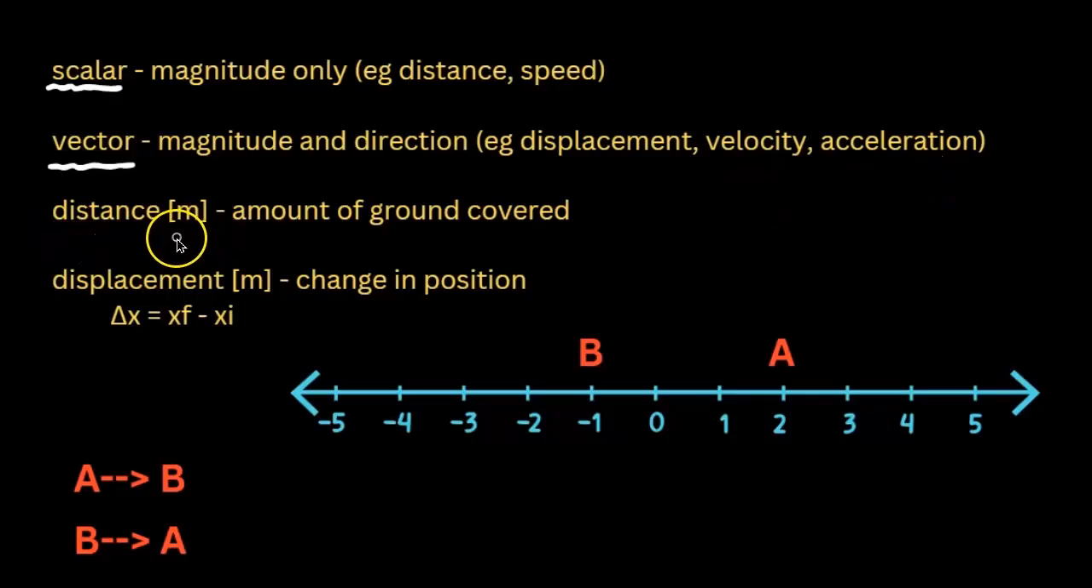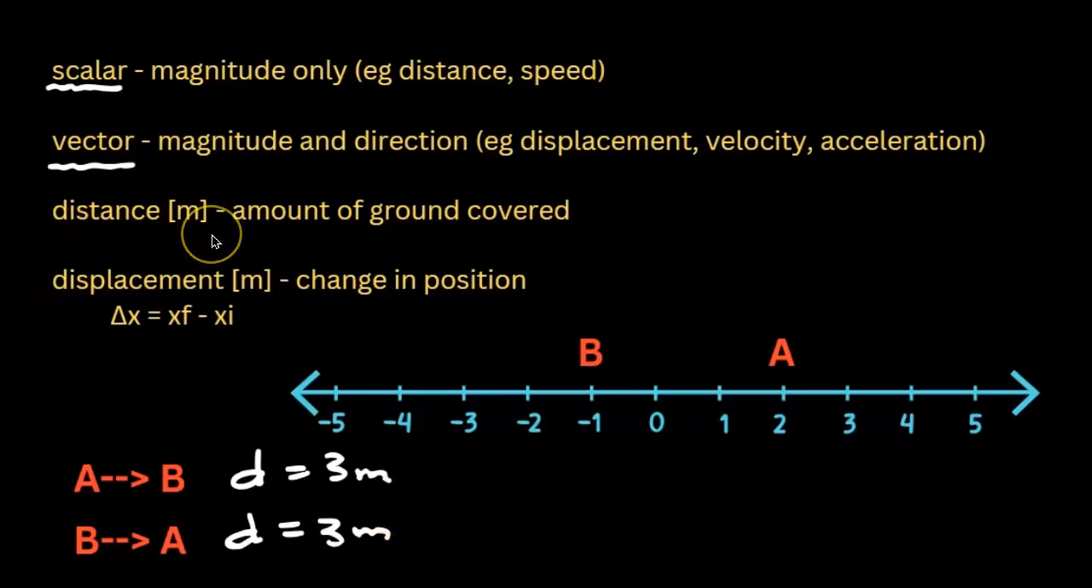Distance is measured in meters and is the amount of ground covered. If you went from A to B, the distance would be 1, 2, 3, so the distance would be 3 meters. And if you went from B to A, the distance would also be 1, 2, 3, 3 meters.